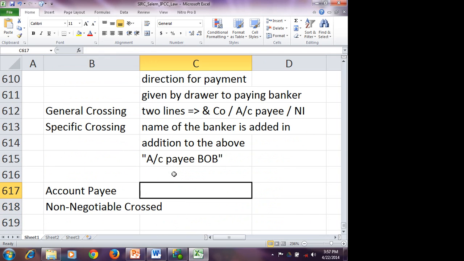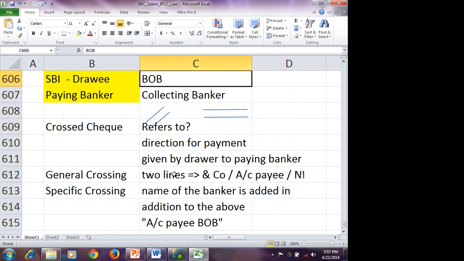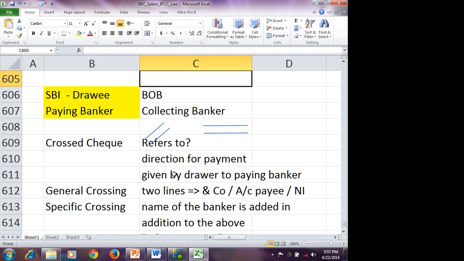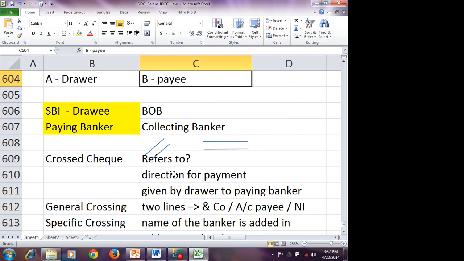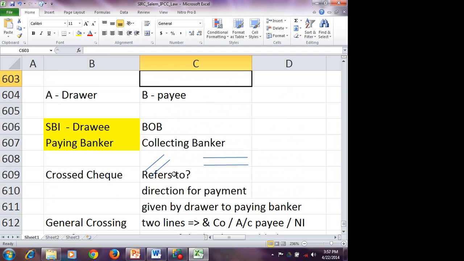Now comes, what is account payee crossing? What will be the effect? We say account payee BOB. What is account payee crossing? The crossing is the two transverse lines. I simply put two transverse lines, even then what you can do is, you have to only have a bank account. In addition to that, I write account payee.